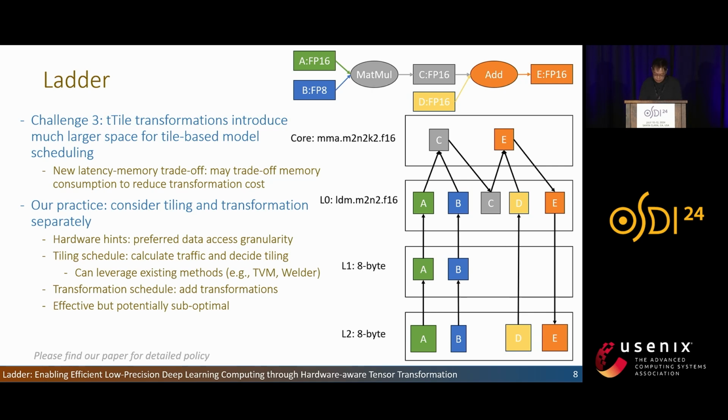In brief, it includes 3 stages. In the first stage, the transformation provides hardware hints about the preferred data set granularity. Then the tiling schedule leverages the hint to decide the tiling. Then transformations are scheduled on the given tiling. The detailed policy can be found in our paper.